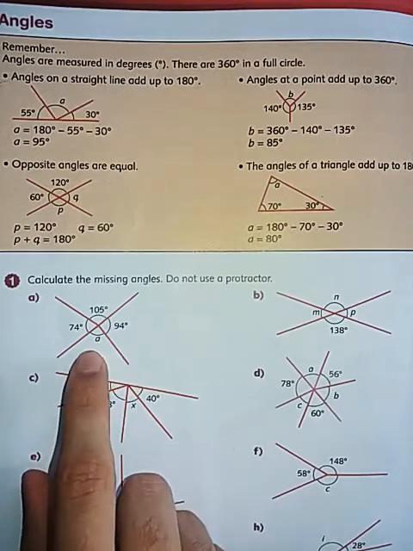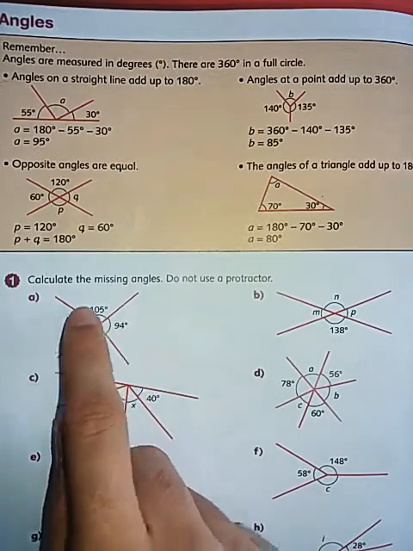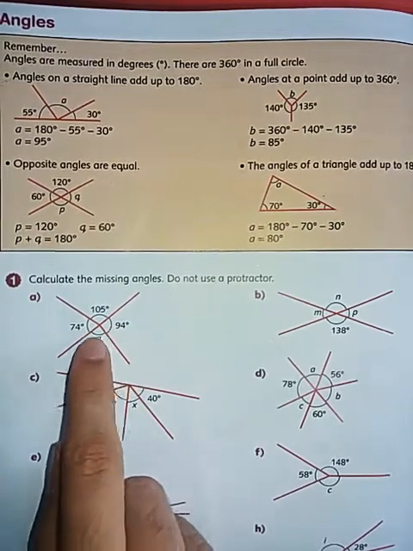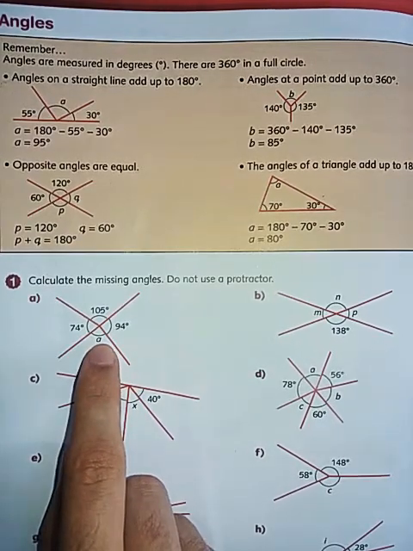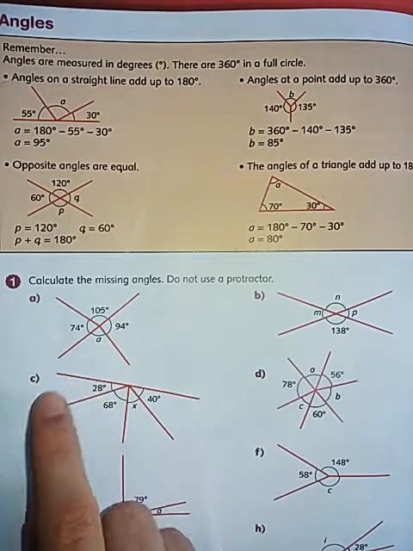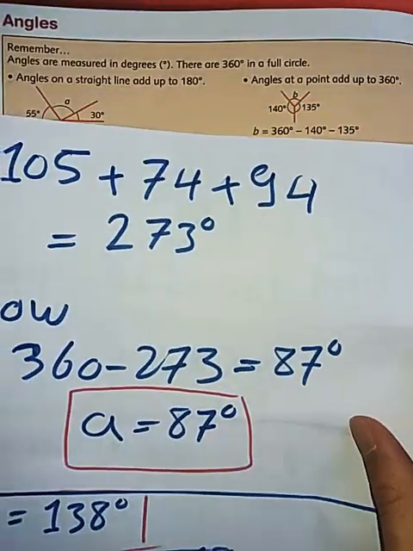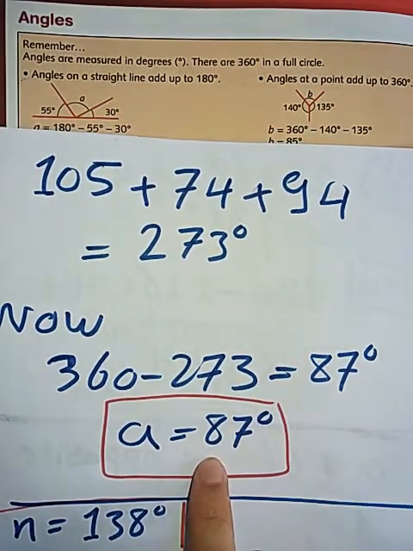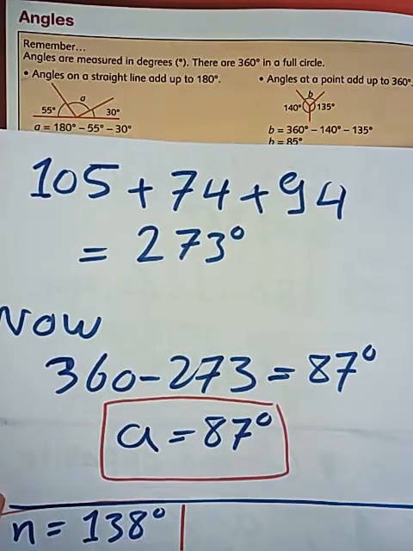So to find A, the missing angle, we will have to add the 3 other angles and subtract the total from 360 to get the answer. And the answer is 87.